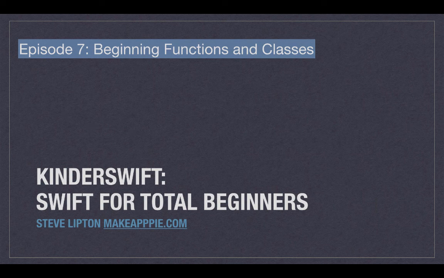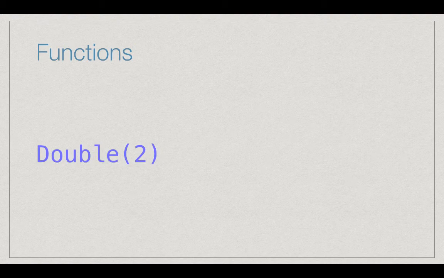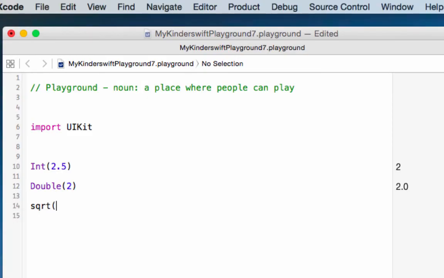In our last lesson, we used this to convert an int into a double, and this to convert a double into an int. Both of these are functions. Functions take the data within the parentheses and change it into something else. Most of Swift is made up of using functions.